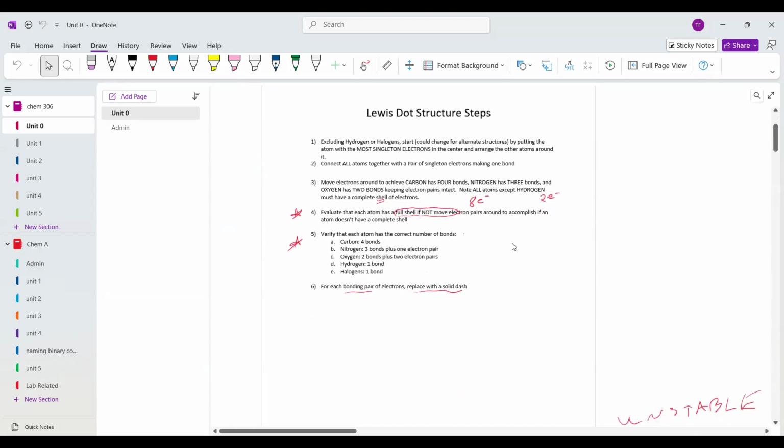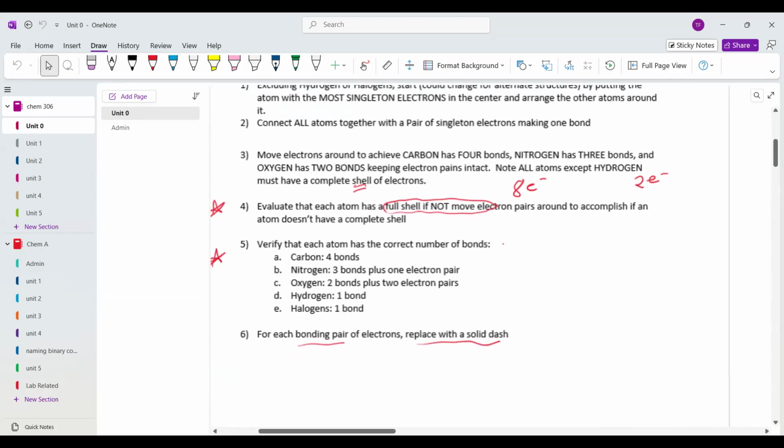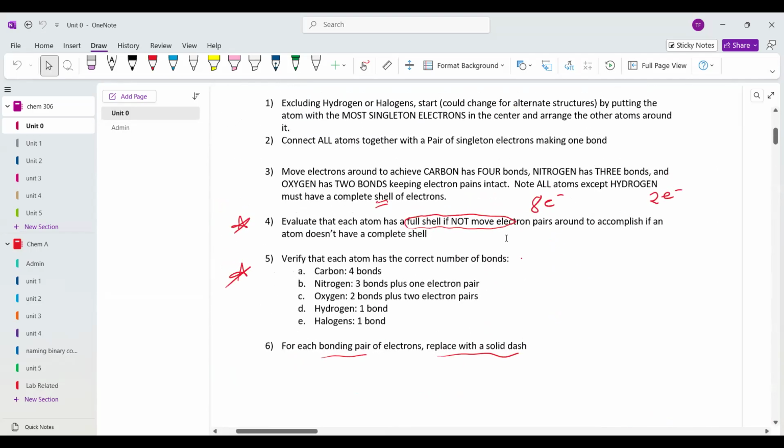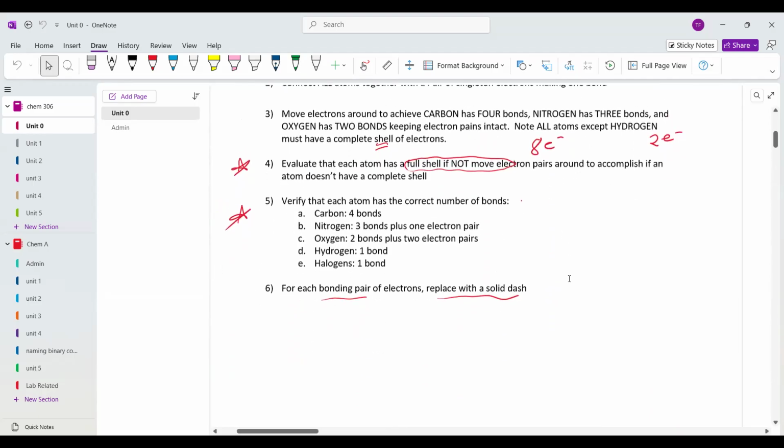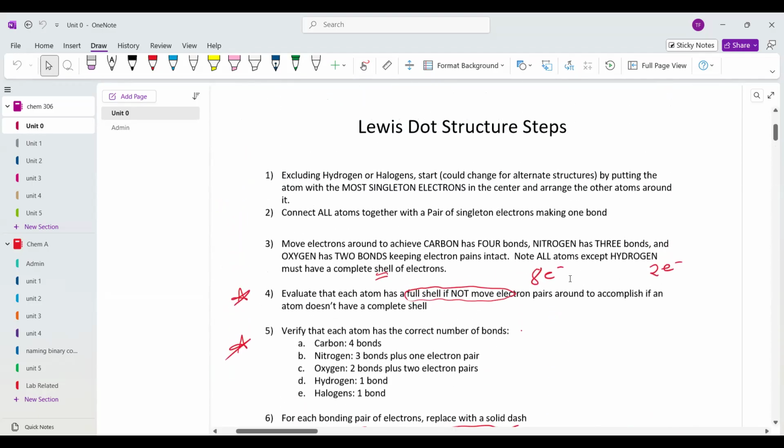All right, so Lewis dot structures. This is a simplified Lewis dot structure. Probably in your 305 class, they had you figure out the total number of valence electrons, and this is a different approach.